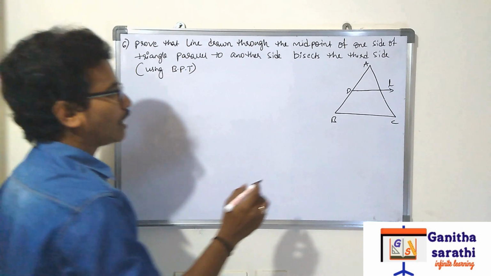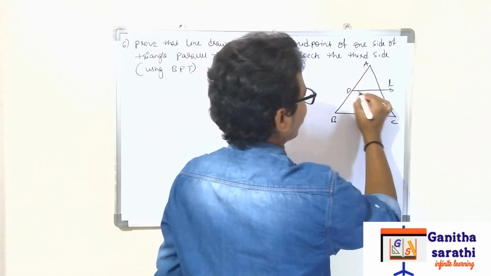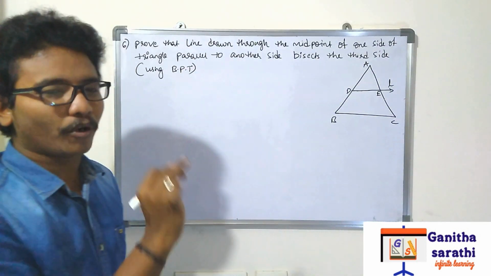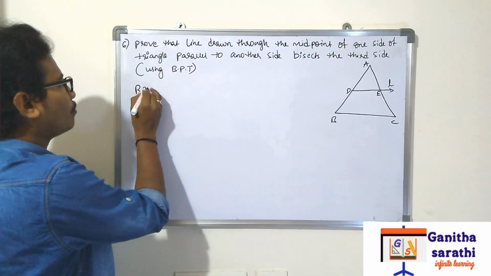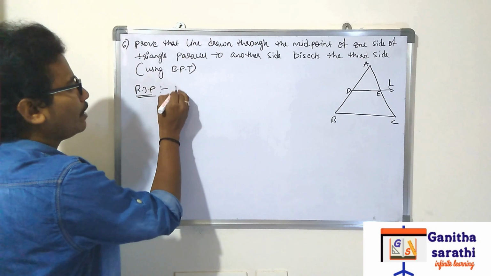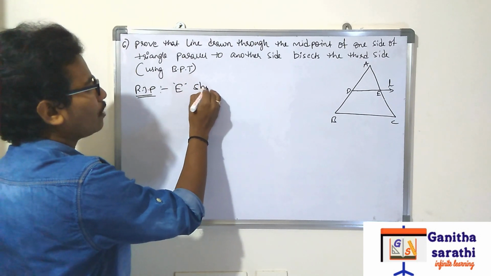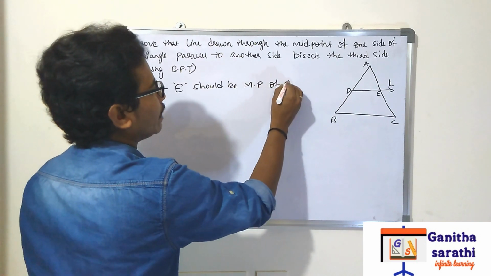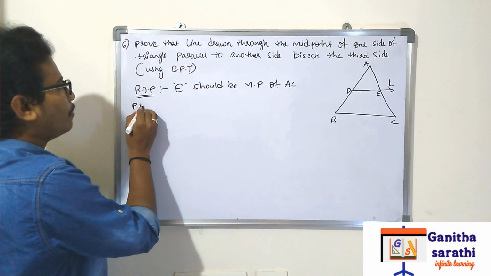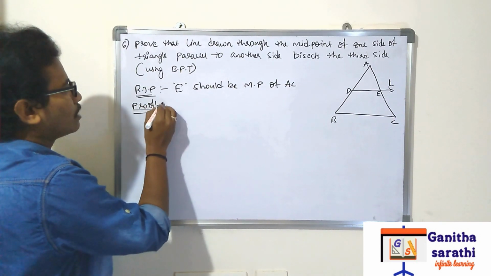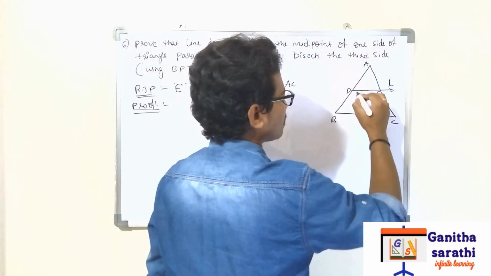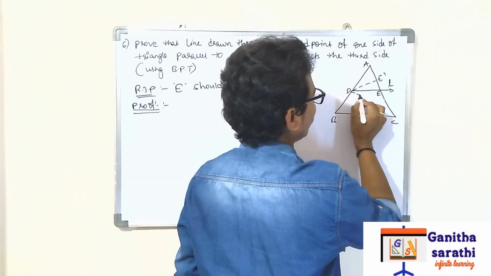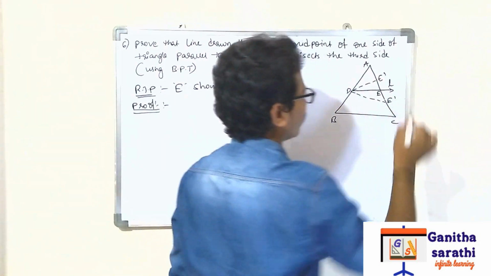Now for proving that, E should definitely be here. E should be the midpoint. That is our proof. So what is required to prove here? Required to prove is E should be the midpoint of AC. Then what will be the proof? See, I am making a small construction here. So I am taking E dash, or here. Wherever you want you can take E dash.